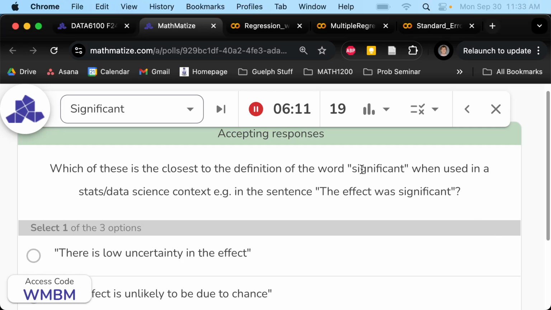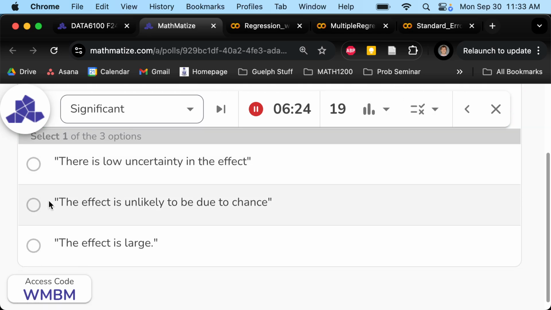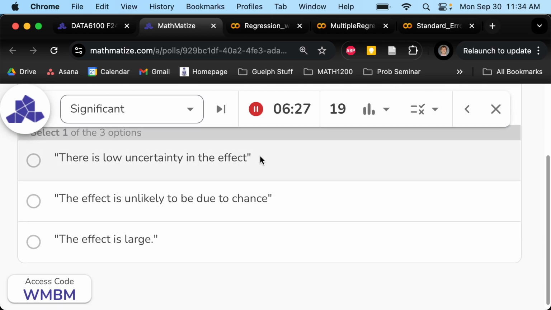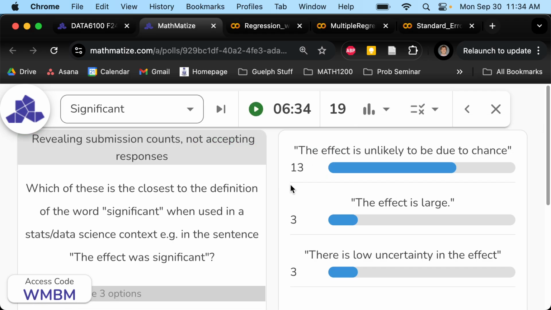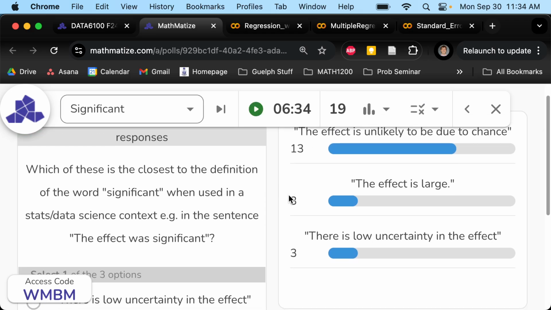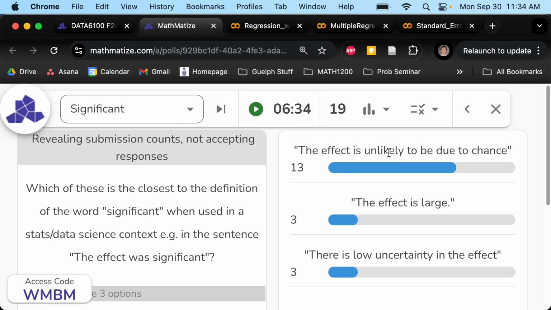We have this tricky word, significant, which, like many words in math, means something in real life and means something different in statistics. They're kind of related, but are they the same? So the three options were: there is low uncertainty in the effect, the effect is unlikely to be due to chance, or the effect is large. And people said, 13 people said the effect is unlikely to be due to chance, 3 people said the effect is large, and 3 people said there is low uncertainty in the effect. So pretty big majority on the effect is unlikely to be due to chance.